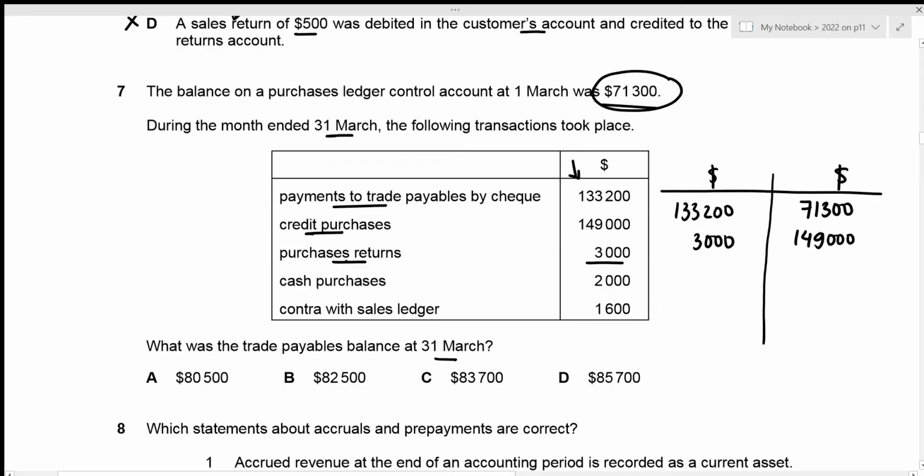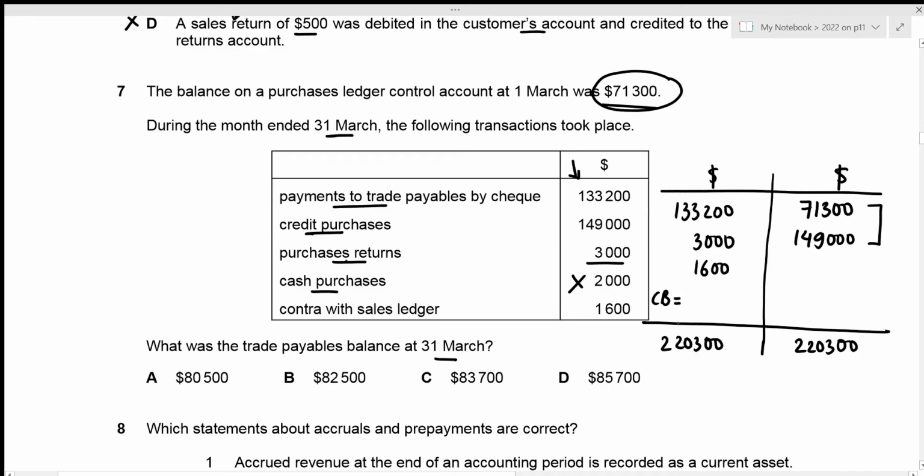Then we have cash purchases, which will not be recorded in purchase ledger control account at all because we only record our credit purchases. So we can just ignore this amount. Then we have contra with the sales ledger, and contra is always recorded on the debit side in case of purchases ledger control account. So that's 1,600. Now we just need to figure out our closing balance, which will be right here. And in order to figure out the closing balance, we require the total first. So we'll figure out the total from the credit side. That will be 71,300 plus 149,000, which results in 220,300. The total will be the same for the debit side as well.